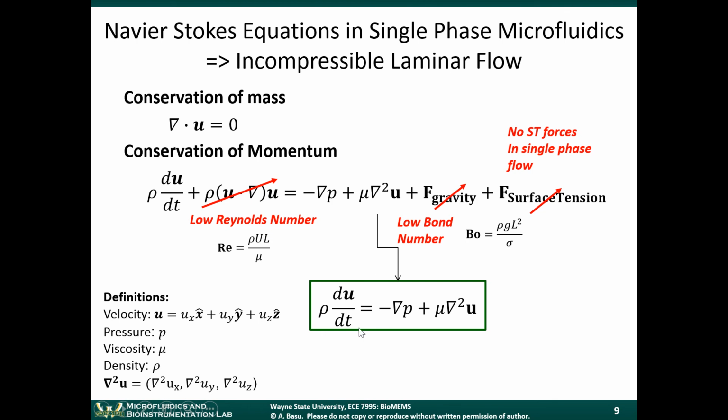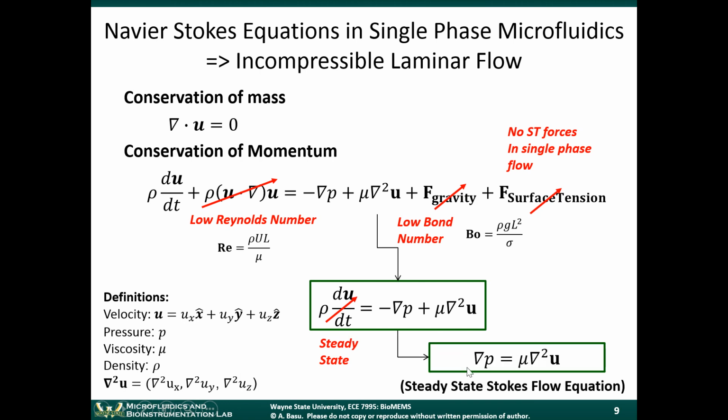So we only have three terms here. Now, this term here, if we're looking at steady state flow, steady state meaning there are no transient changes in flow, this term will also go away, and you're just left with this equation here. Okay? So from this quite complex partial differential equation, by taking some simplifying assumptions, which occur at the microscale in single phase flow, you come up with the steady state Stokes flow equation.